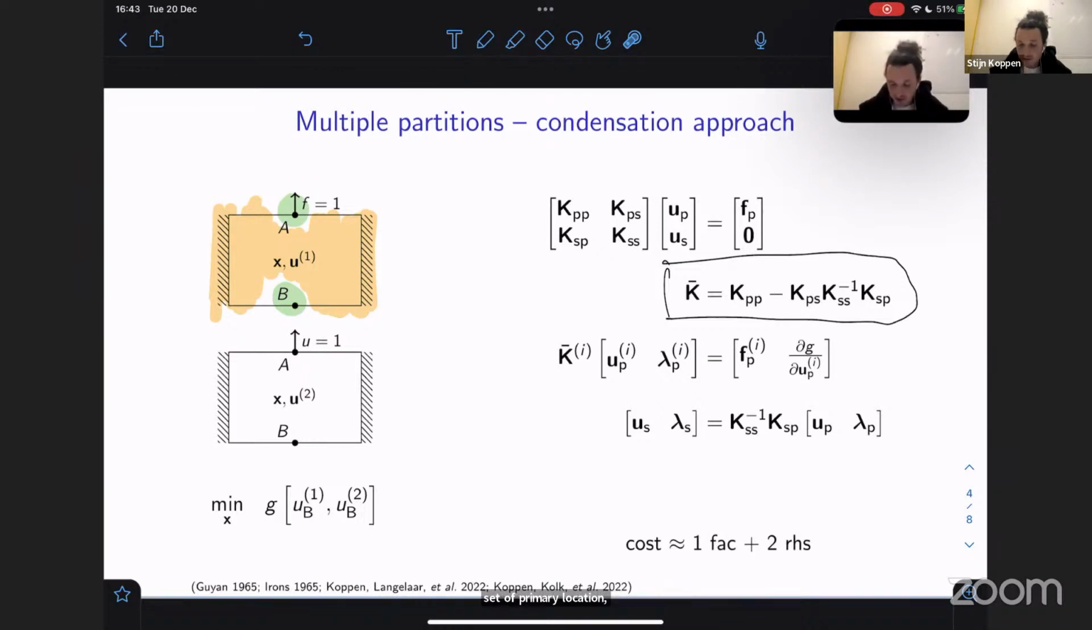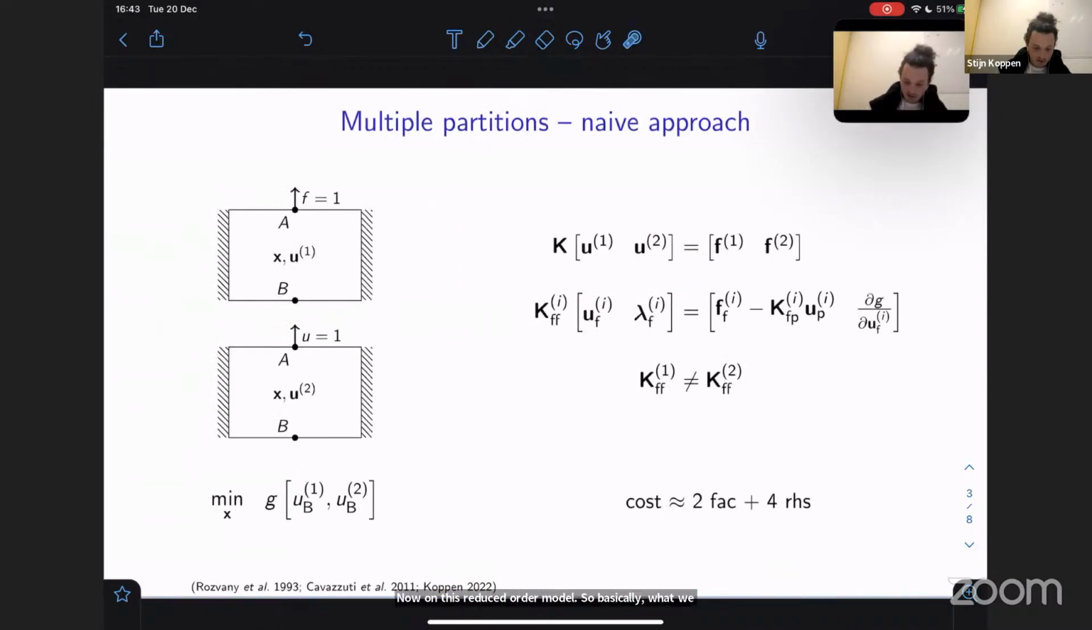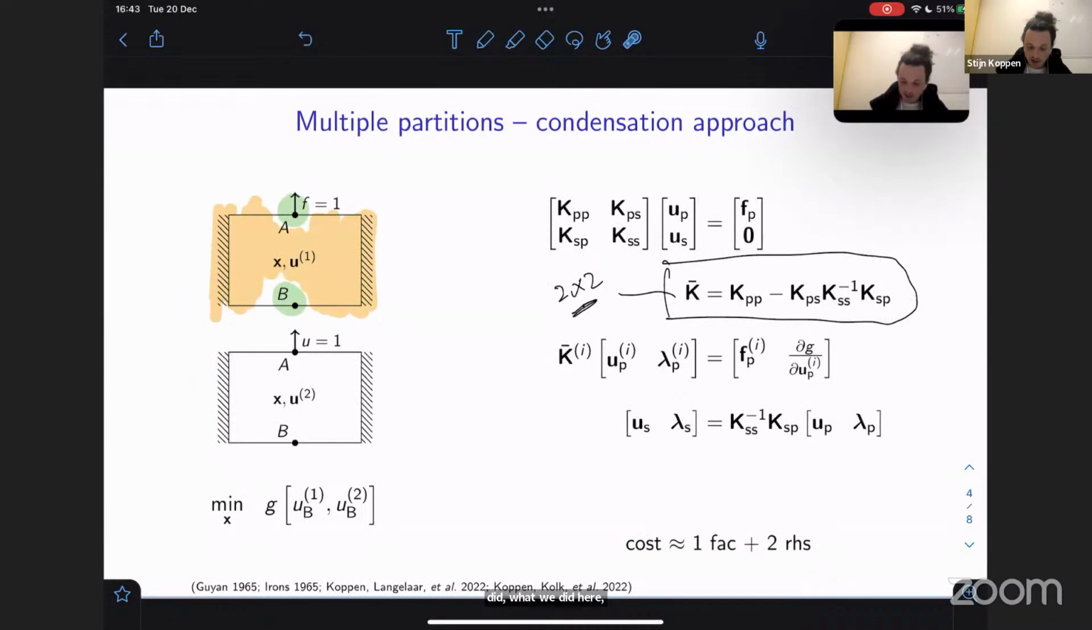Now, with this reduced order model, which in this case is only of size 2 by 2, we can continue the analysis and apply the naive approach on this reduced order model. So basically what we did here, these sets of equations that are very expensive, we now do on the reduced order model. And because this reduced order model is very small, this is basically free of cost.